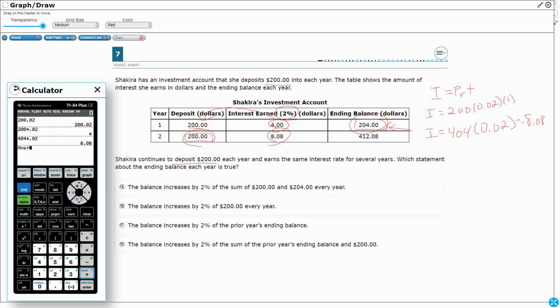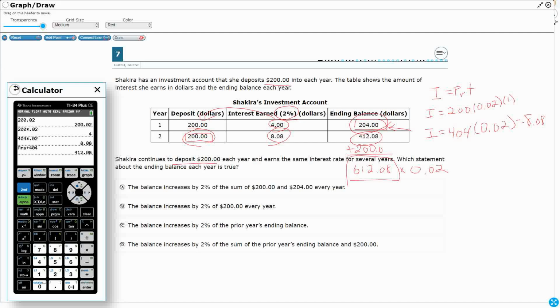We need to add it to what we started with. We start with 404, right? There's your 412.08. So if we wanted to do it for next year, we would take our 412.08 and add $200. We would get 612.08. We'd multiply that by 0.02 to get the interest, and then we would add that to your balance. So that's how we're calculating it.